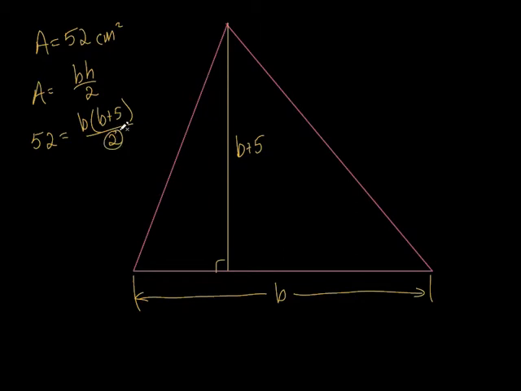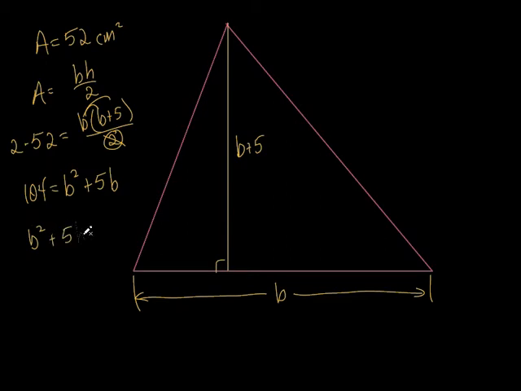How can I get rid of that 2? Multiply both sides by 2, correct? So what's that going to be? You can do that in your head. 104 equals, what's this going to be? It's going to be b squared, right? Plus what? 5b, all right? Just distribute it here. Now look, if you remember from algebra, it's a lot easier, it's a lot nicer.